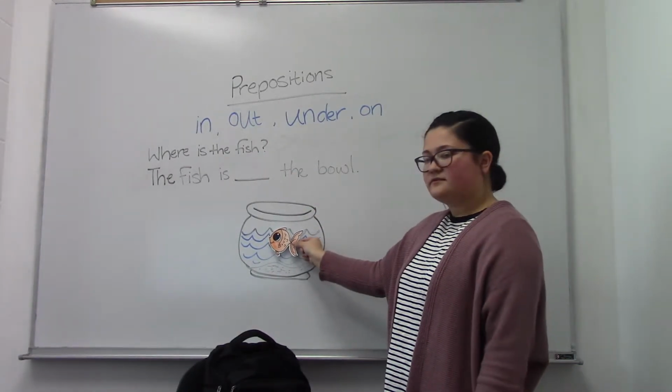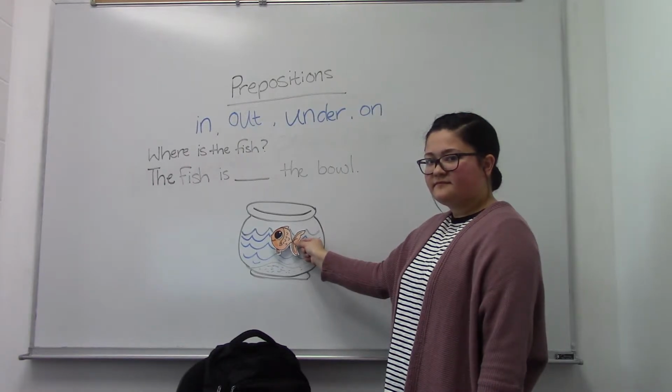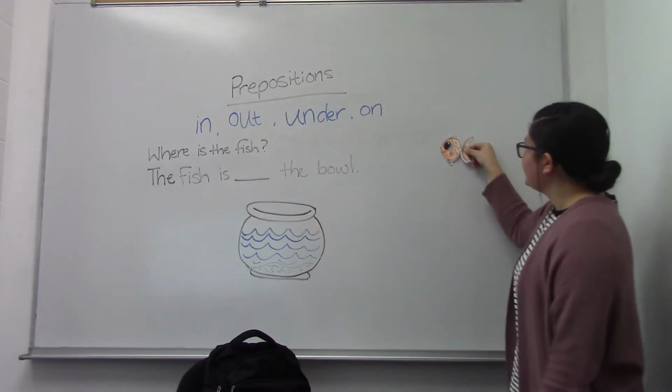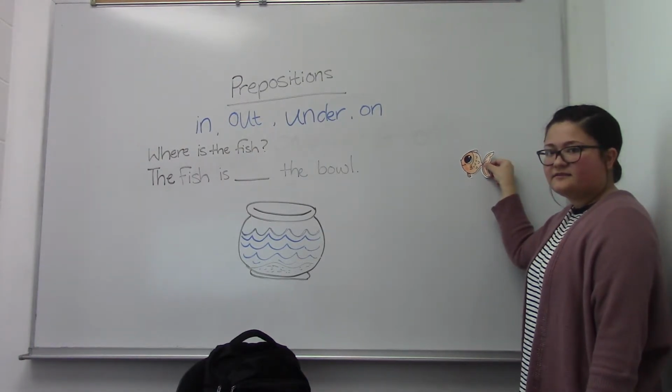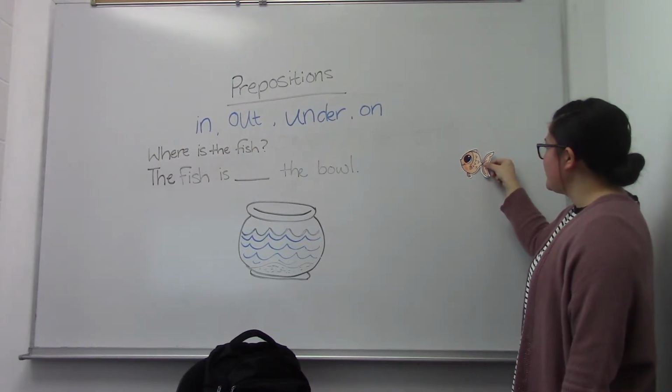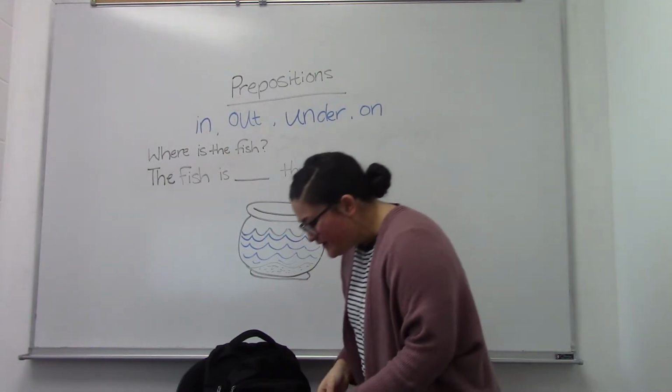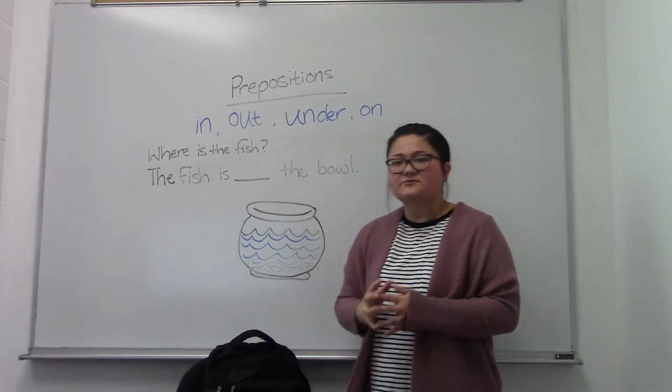What about right here? The fish is in the bowl. Correct. It is in the bowl, and if we put it right over here, what would that be? The fish is out of the bowl. Yes, it is way, way out of the bowl. We want him to be in the bowl because that's his home. Great job, class. I think that you know these really well.